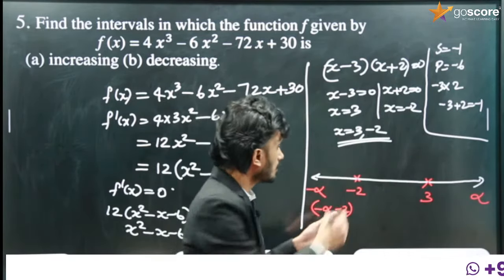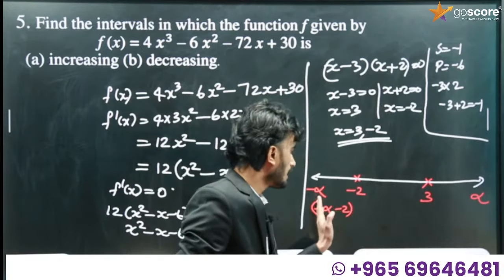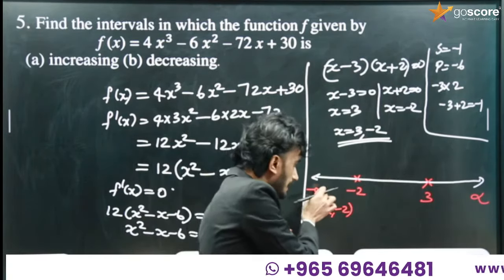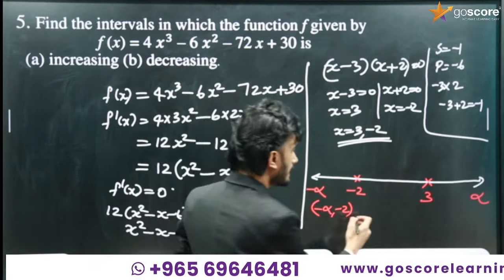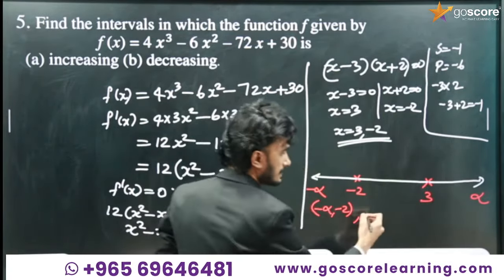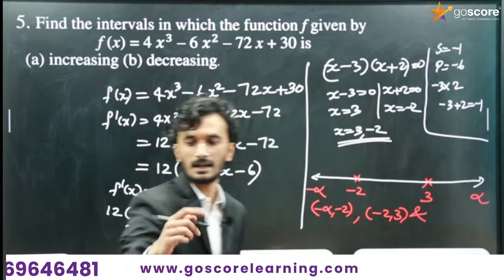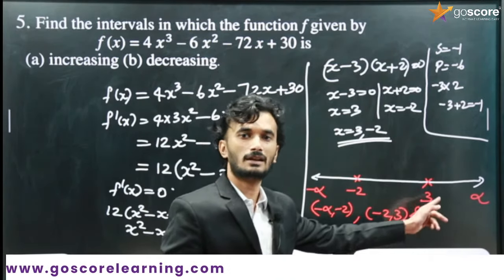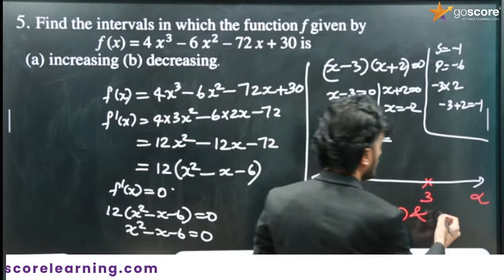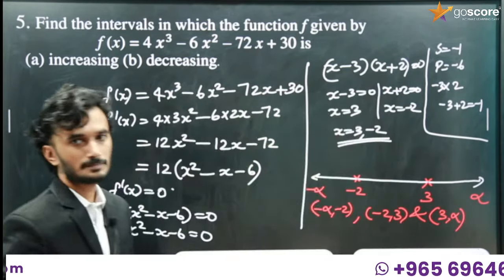I am drawing x equal to 3 and minus 2 on this number line. Then I will find the intervals. The first interval is minus infinity to minus 2. The second interval is minus 2 to 3. And the third interval? You can check it. It is 3 comma infinity.